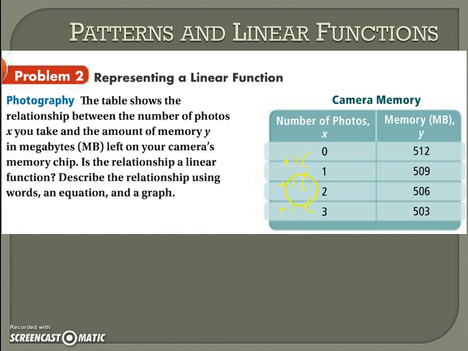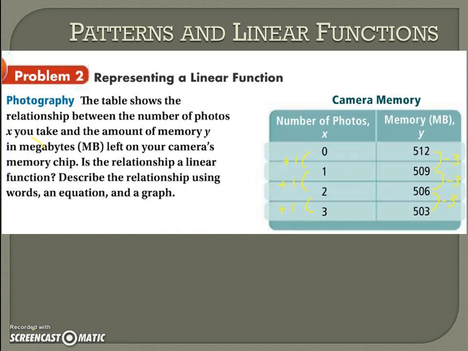If this has a common increase, the next thing I want to do is look for what is common here. Well, I see I go from 512 to 509 to 506 to 503. It looks like 3 is being subtracted every single time. And any time you have the same value being added repetitively or subtracted repetitively, that creates a linear function. So we know that this is going to be a linear function. You probably want to make note of that somewhere in your notes.